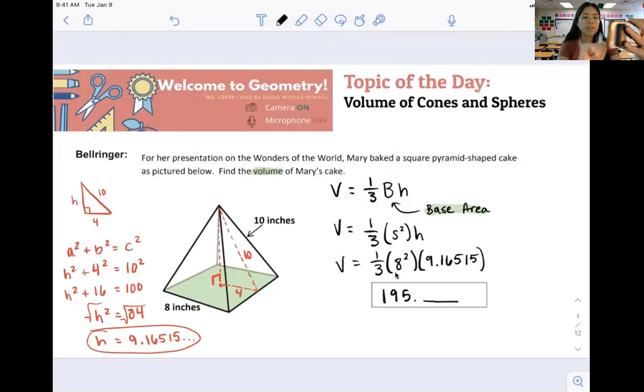Wait, I got the wrong answer. Hold on. So the square root of 84, okay, times 64 divided by 3. I get 195.523. I got the same thing that I think Janelle's got. Yeah. And that number, that final answer, that's what you're going to round. So Janelle's got it correct.